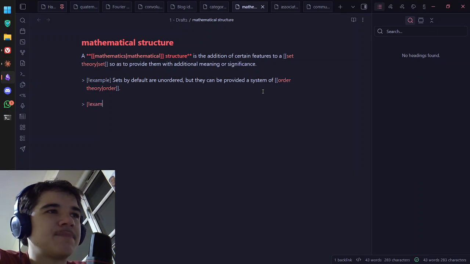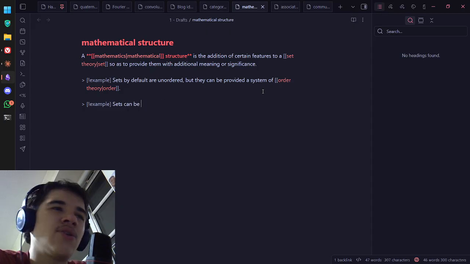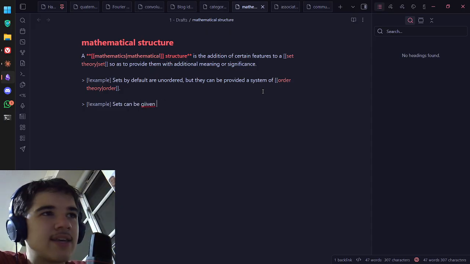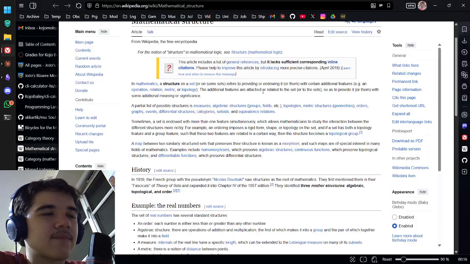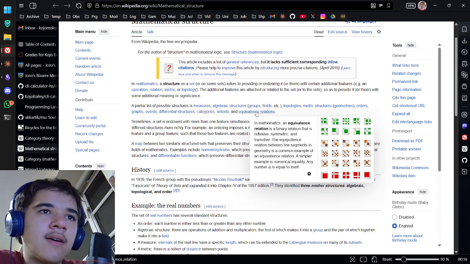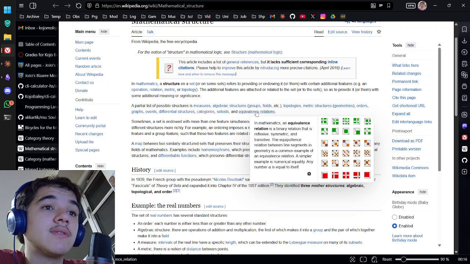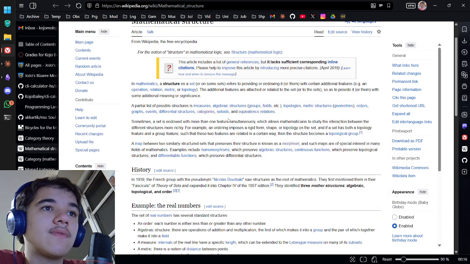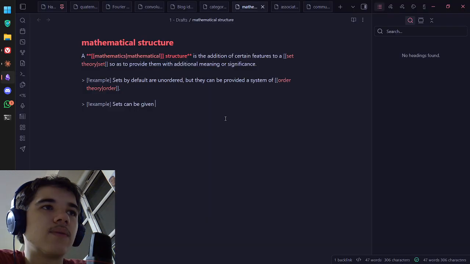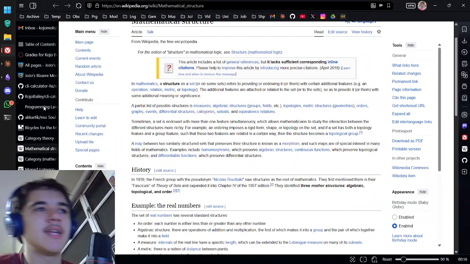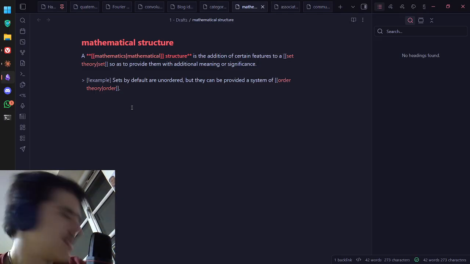Or for another example, sets can be given relations, right? Equivalence relations. Does it have to be an equivalence relation? Okay, I'm not sure of that one then.